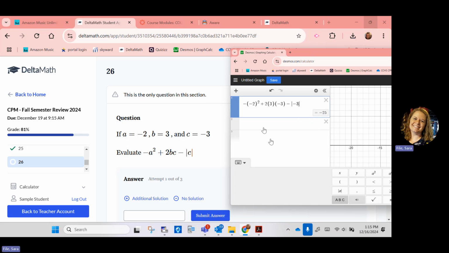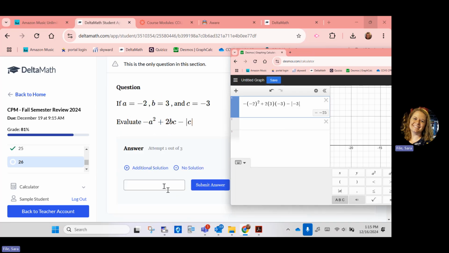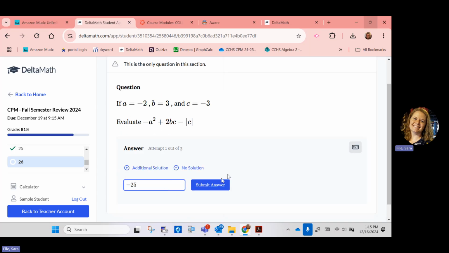So if you like having those sliders and set the sliders to what they should be, or if you like actually inputting the numbers, either one is fine. When you're inputting the numbers, do use parentheses though, because if you don't, those negatives could change your answer. But this should come out to -25.